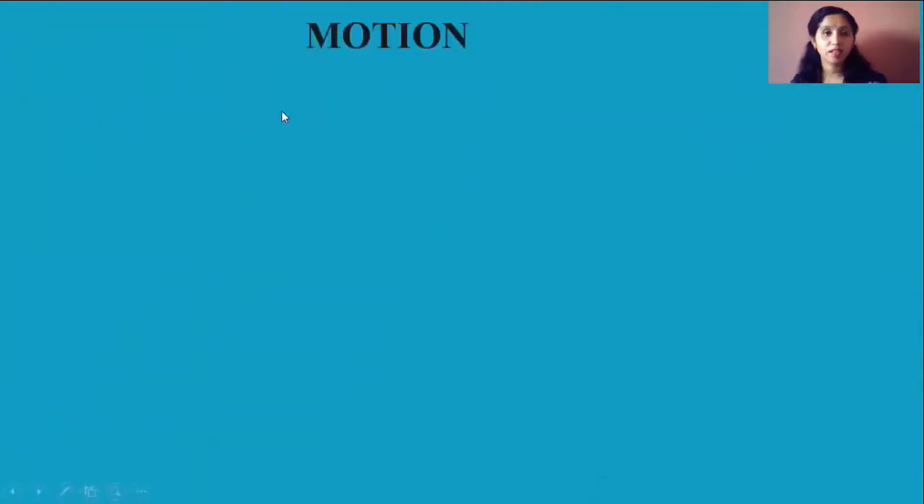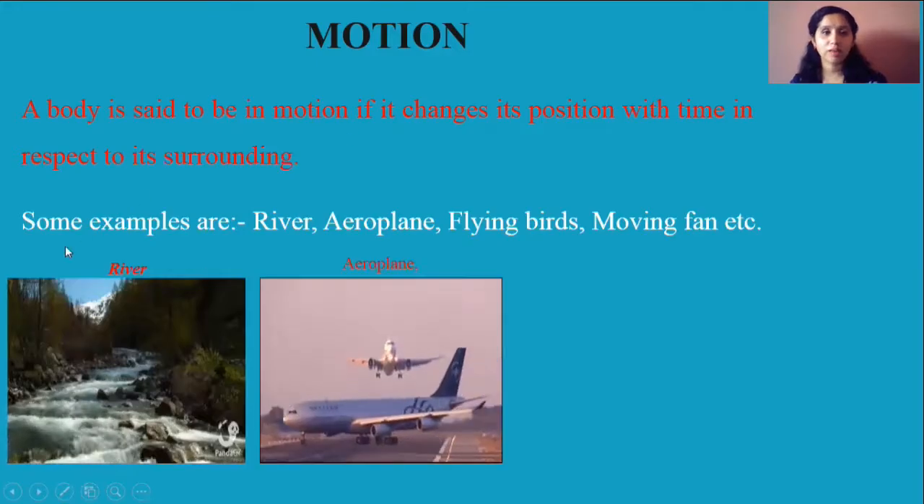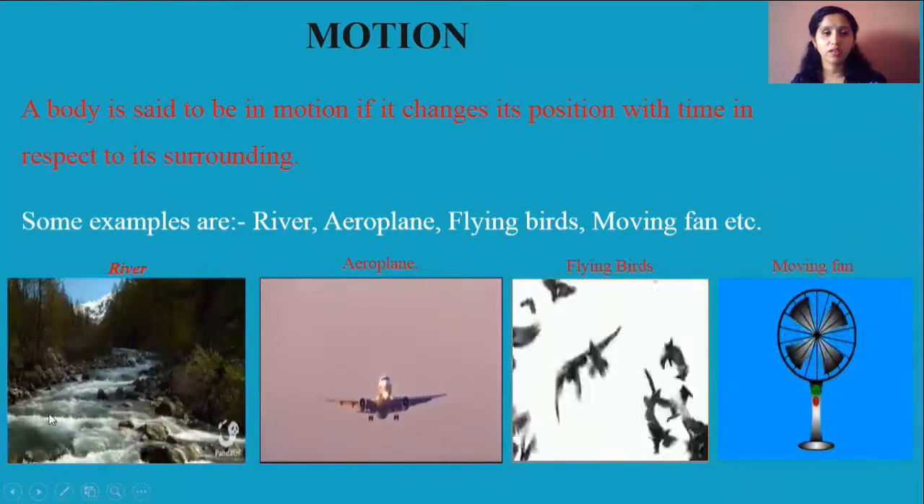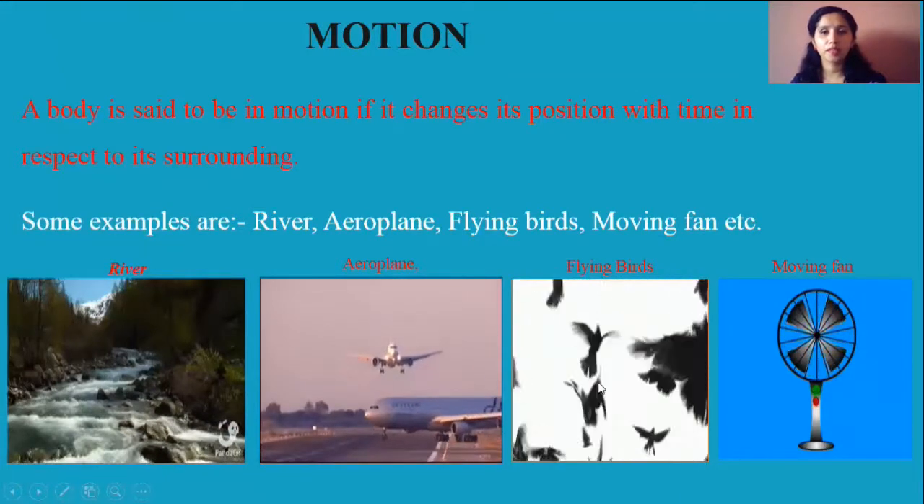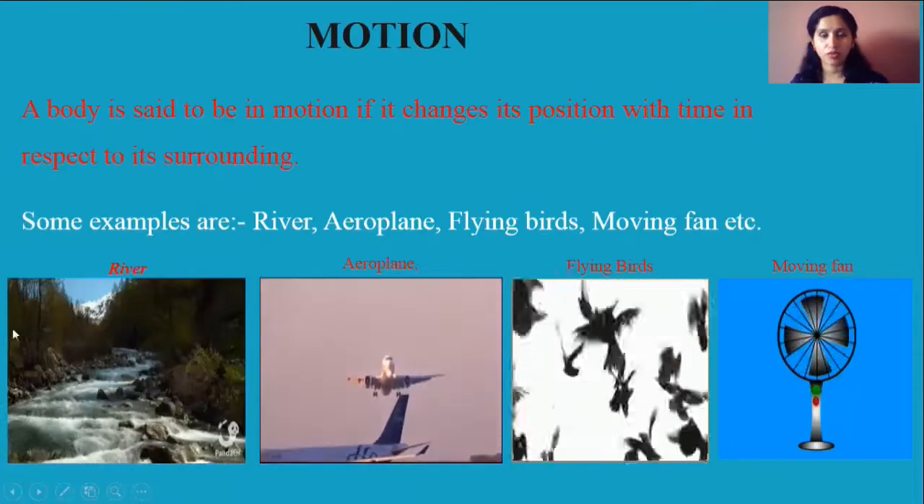And similarly, motion. When a body changes its position with respect to its surrounding, then it is said to be in motion. And we can see examples of some objects around us which are in motion, like river, aeroplane, flying birds and moving fan. They have motion.